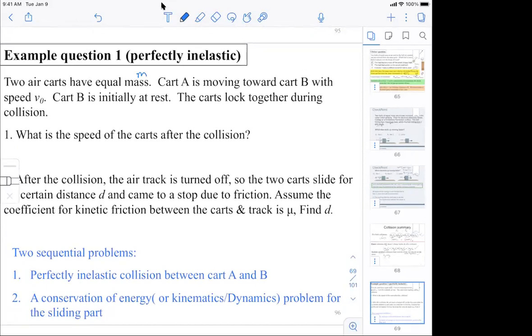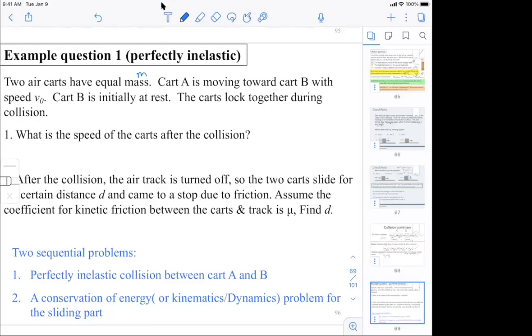The second question is, after the collision, the air track is turned off, so now there is some friction. The carts lock together and slide together a certain distance d, and then come to a stop due to this friction. Given the kinetic friction coefficient mu, can you find the stopping distance?